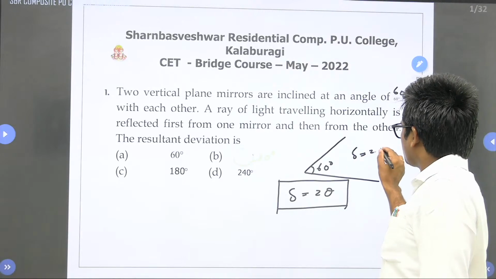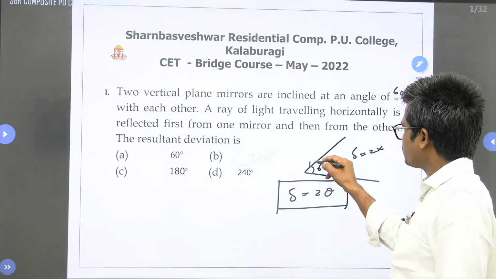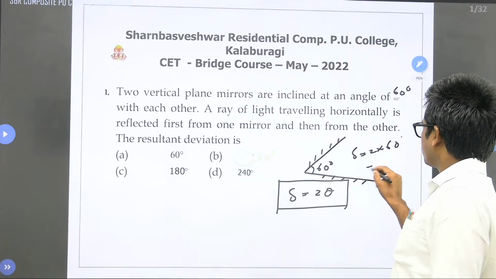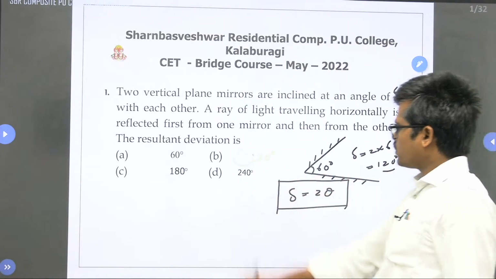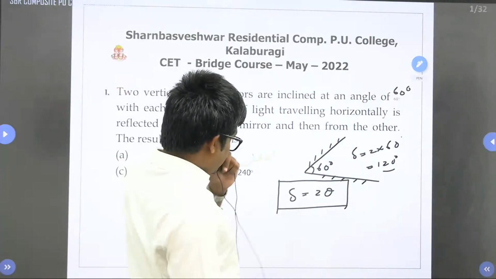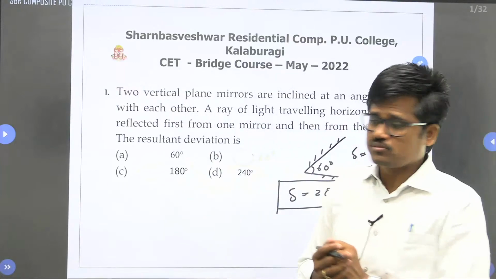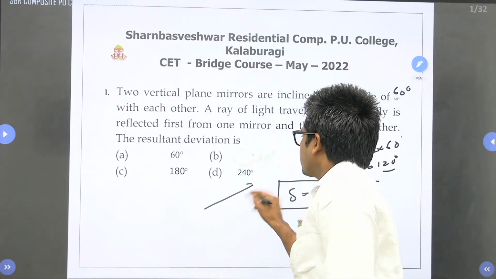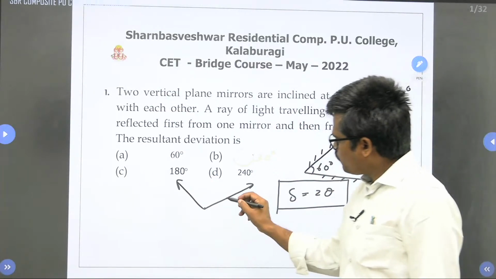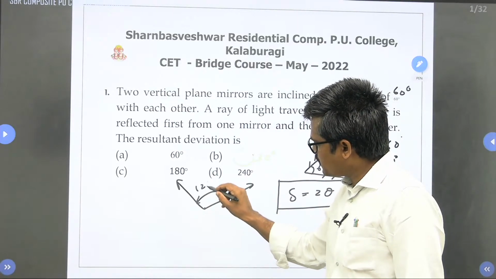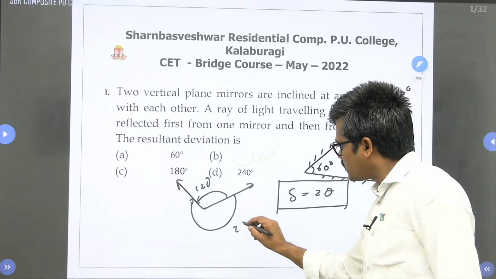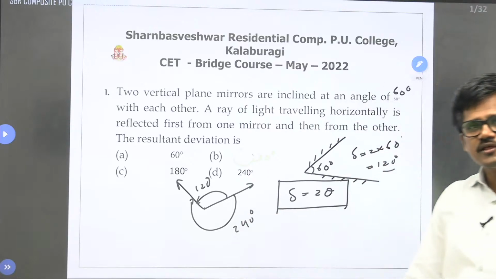Therefore, deviation is equal to 2 theta. What is theta? It is the angle between the two plane mirrors. It is 60 degree. What is the answer here? 120 degree. But we don't have it in the options. See, 120 degree, I told you already, there are two possibilities. If this is the incident ray and somewhere this is the deviated final ray, if one way it is 120 degree, the other way we can mention it has deviated by 240 degree. Both possibilities are there.